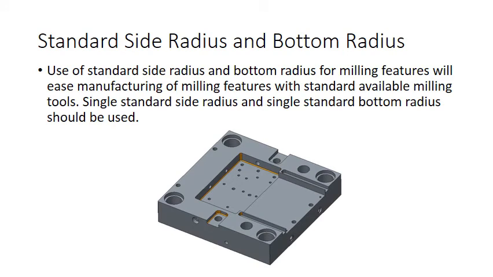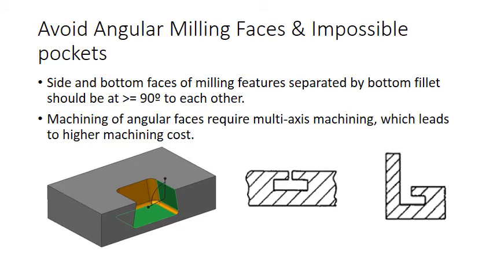We must use standard side radius and bottom radius, which will ease manufacturing of milling features. Angular milling faces and impossible pockets should be avoided. As we can see in the first figure, the angle is less than 90 degrees and milling is only possible with 5-axis machining. So this must be avoided. In the second figure, it is impossible to machine this with a 3-axis machine. Same is the case with the third figure.